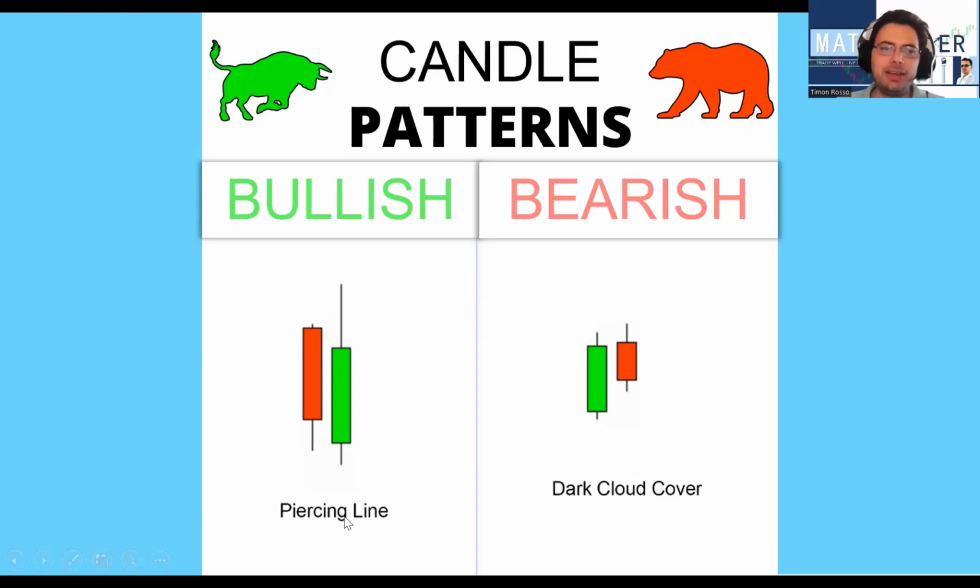But anyway, a piercing line is where there is a down candle, and next to that is a green candle, and where the open price of the up candle is lower than the closing price of the down candle, and the closing price of the up candle is lower than the open price of the down candle.